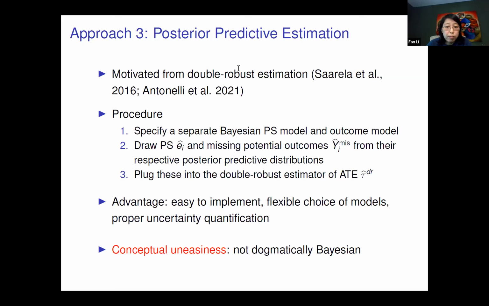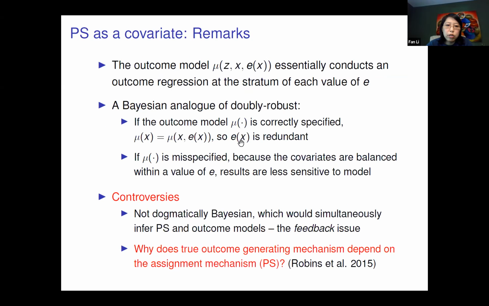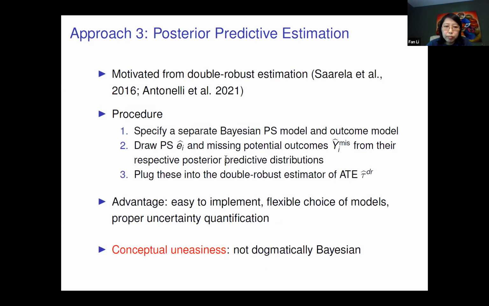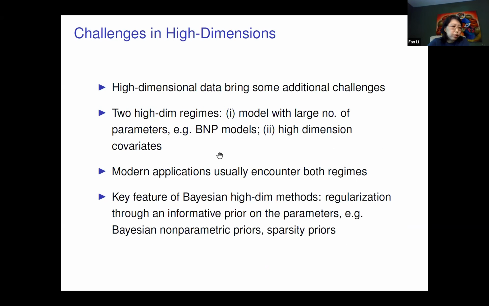And so it's very easy to implement, they can have flexible choice of models, and you can have proper uncertainty quantification. The main problem here is, again, if you are a pure Bayesian, you feel that this is not dogmatically Bayesian at all. So those are the three different approaches. Again, the first approach is probably the most widely used one, and it still has some controversies.